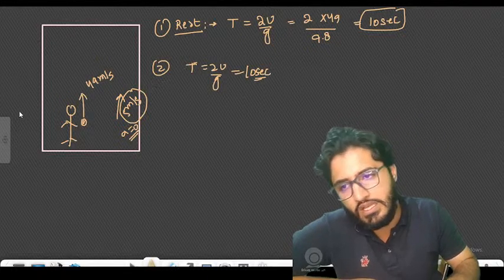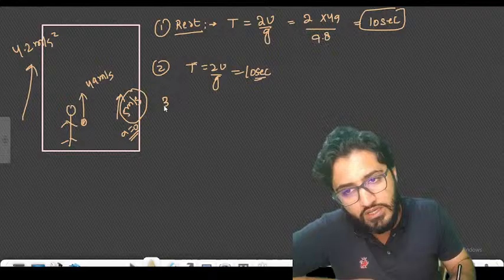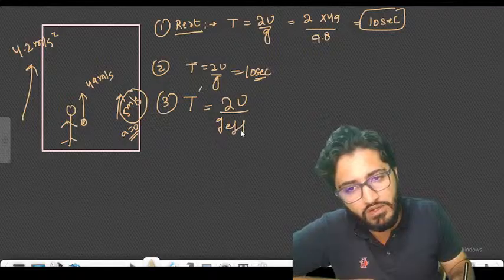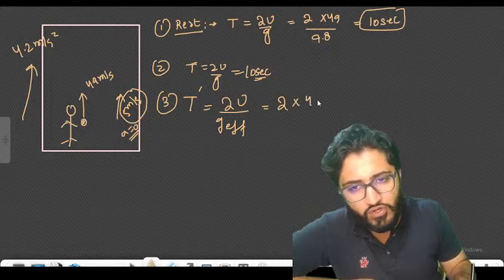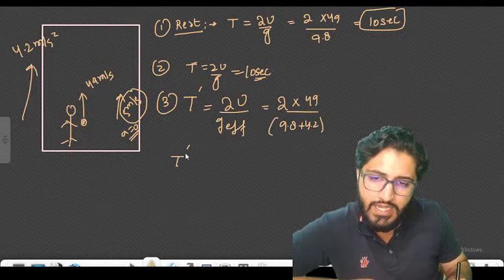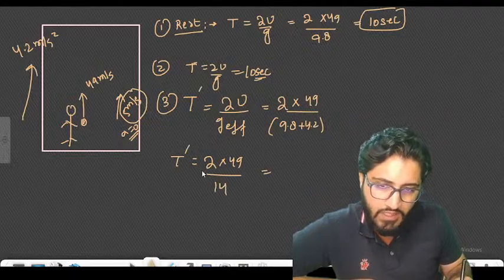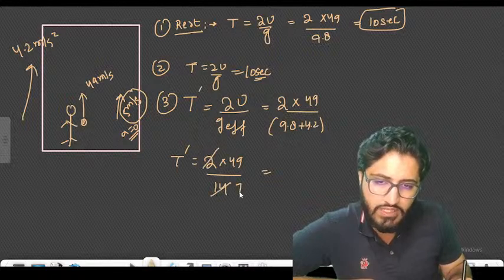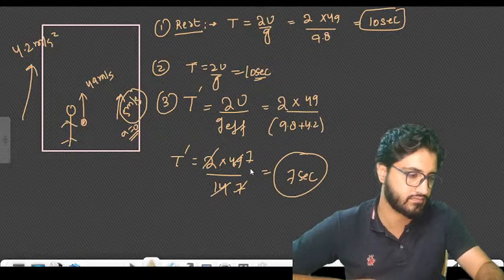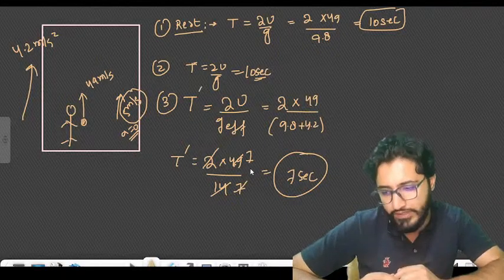What if it is going upwards with an acceleration of 4.2 meter per second square? Now the third time, t will be different. It will be 2u by g effective. 2u is 49. g effective will be 9.8 plus 4.2, which is 14. So my t dash came out to be 49 divided by 14. 2 7s are 14, 7 7s are 49. So my answer is 7 seconds. After 7 seconds, it will hit the floor.